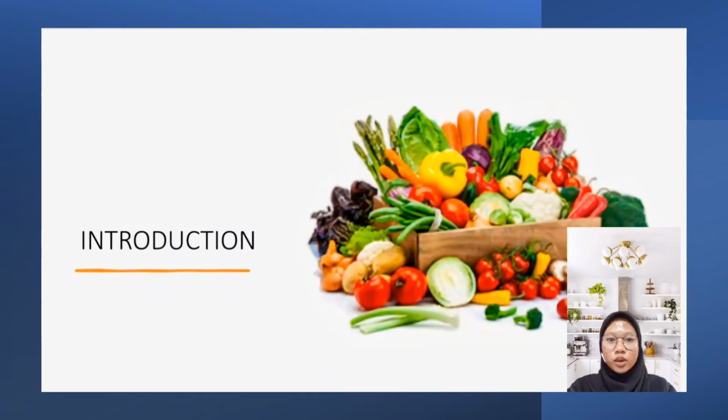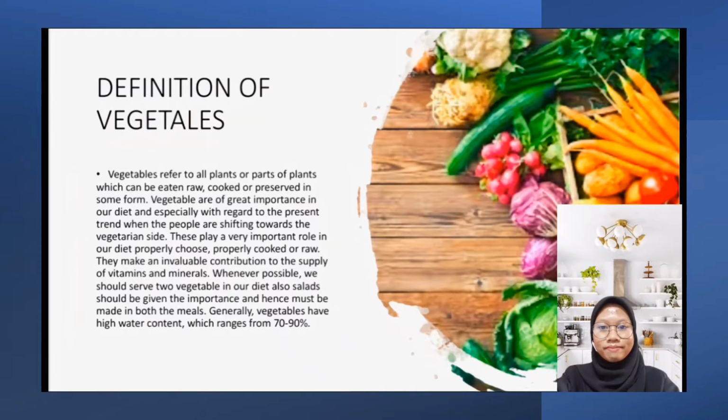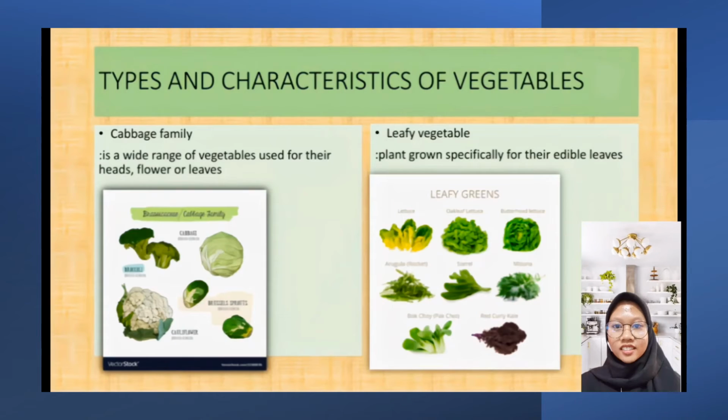We will present the topic classification of vegetables. First of all, I will explain the definition of vegetables before getting into the first point. Vegetables are parts of plants which can be eaten raw, cooked, or preserved in some form. Vegetables play a very important role in our diet, whether cooked or raw. They make an invaluable contribution to the supply of vitamins and minerals.